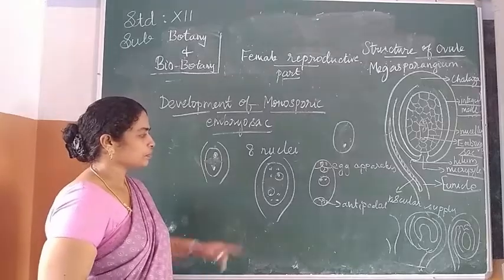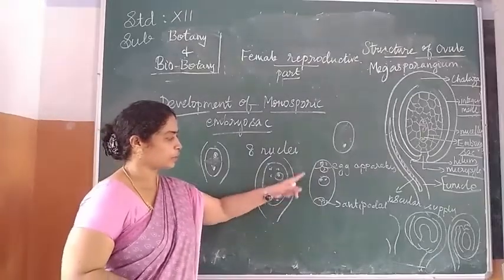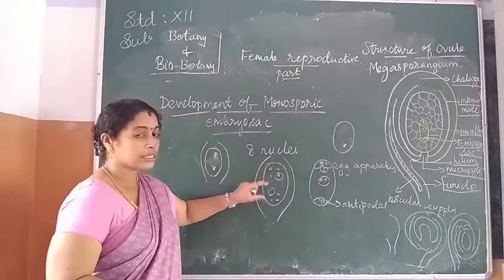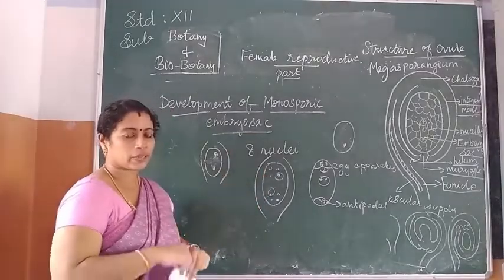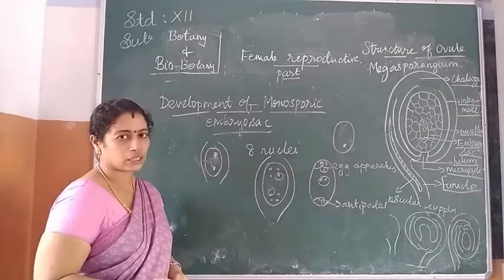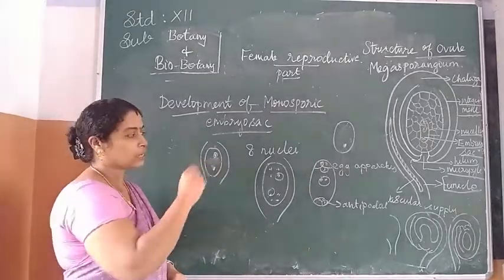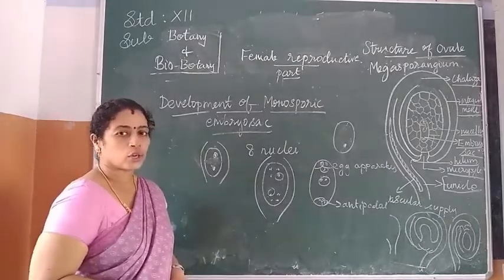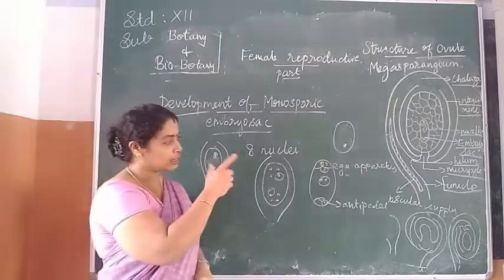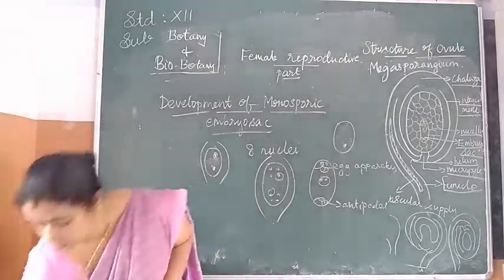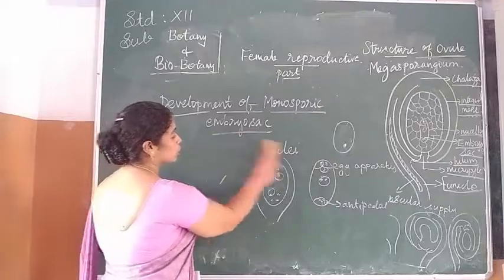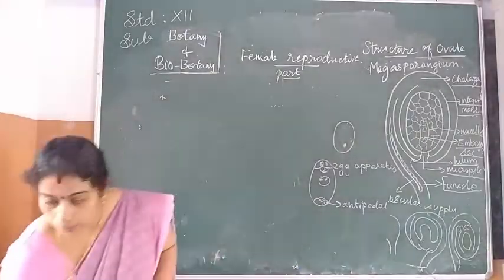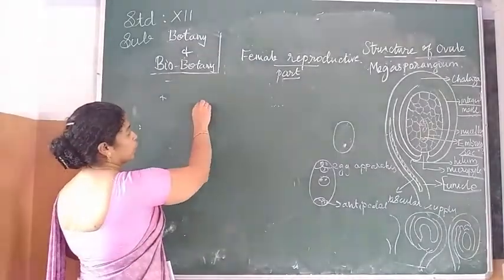During this cell division, these 8 nuclei are formed, and the embryo sac will become somewhat elongated. It will attain an elongated sac-like structure for the placement of these nuclei inside the embryo sac. Then coming to the structure of the embryo sac. So this is a rough form of the embryo sac.